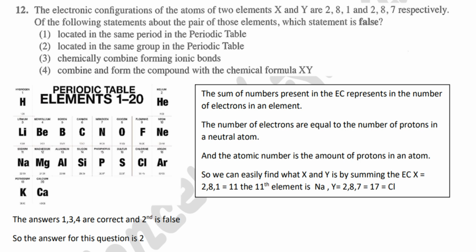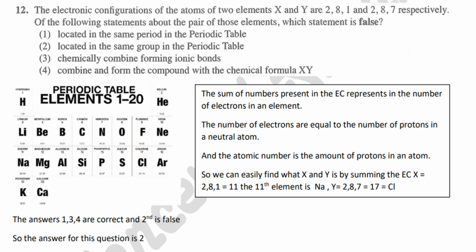The number of electrons is equal to the number of protons in a neutral atom. That is a fact. Always, the number of electrons is equal to the number of protons in a neutral atom. Okay, a neutral one, not a charged one. And the atomic number is the amount of protons in an atom. It's also another fact. So if we know the amount of electrons in a neutral atom, we can know what that atom is, based on the atomic number.